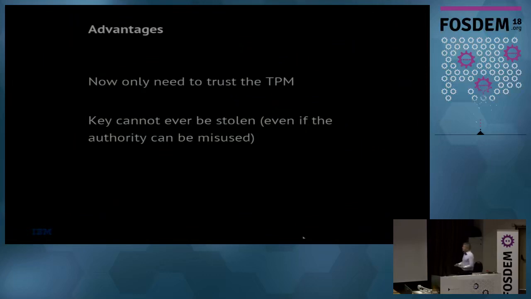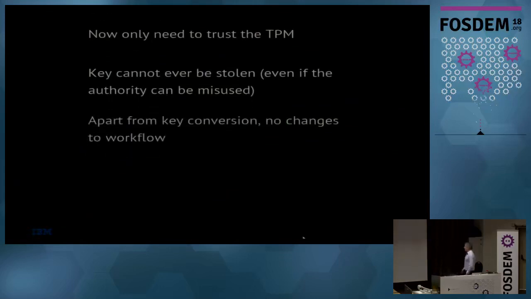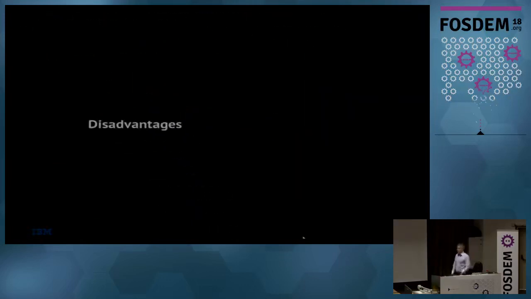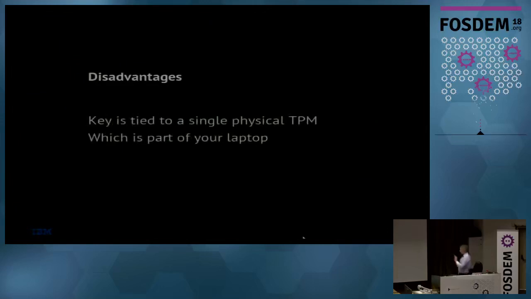So just by moving keys into the TPM, you get two-factor authentication, which seems to have been pretty much the holy grail of security for a long time. And apart from key conversion, there should be no changes to your workflow at all. These are great advantages. The disadvantages are the key is tied to a single physical TPM, which is part of your laptop. Lose your laptop or upgrade to a different laptop, all the keys are useless.